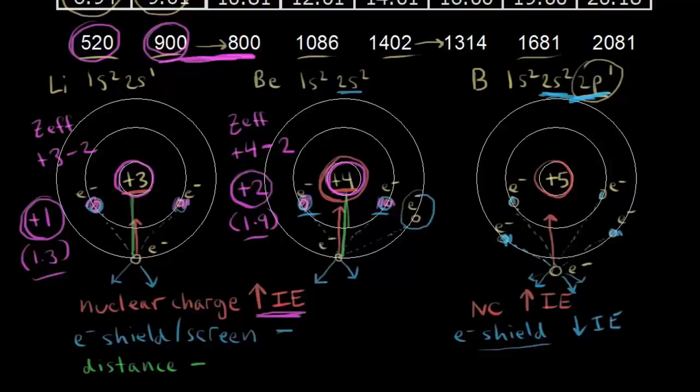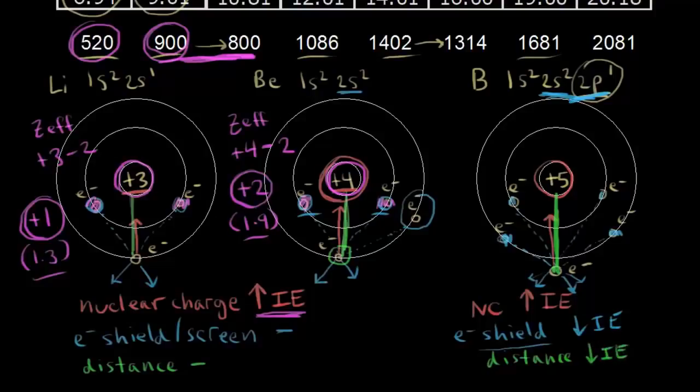Finally, distance. Thinking about distance, on average this outer electron here is a little bit further away from the nucleus than this electron over here in beryllium. And since it's further away, there's less of an attractive force from the nucleus, and therefore it takes a little bit less energy to pull that electron away. So just thinking about distance, we could say there's a decrease in the ionization energy.